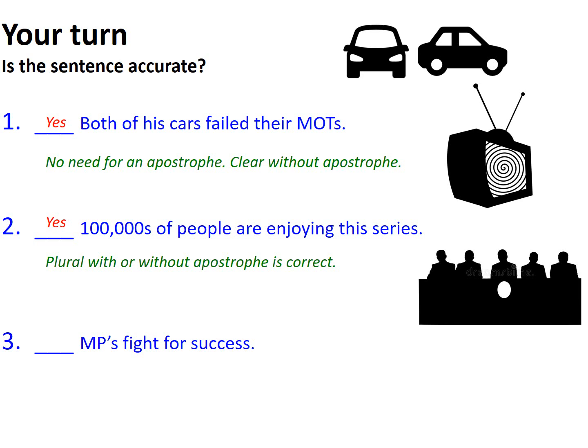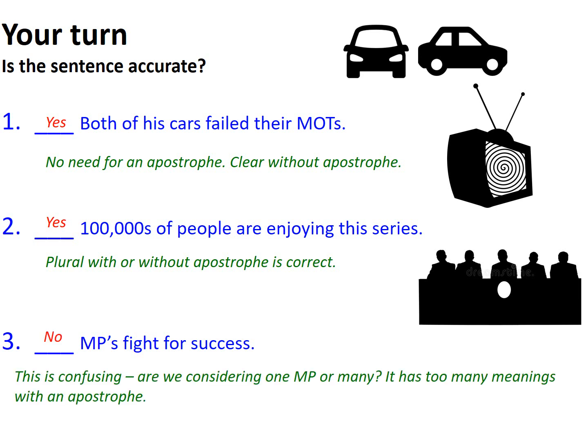Finally, MPs fight for success. Now, this is a very unclear sentence, and it's confusing for us. With the apostrophe there, I'm confused. Are we considering one MP or many? It has too many potential meanings with an apostrophe for us to fully understand. So I would question the use of the apostrophe here, and I'd need more information in the written text I'm given to understand if it's used accurately. Because bear in mind, in the singular, MP fights for success, that makes sense. So we don't even need the plural. But if it was the plural, MPs fight for success, well, I still don't need the apostrophe there.